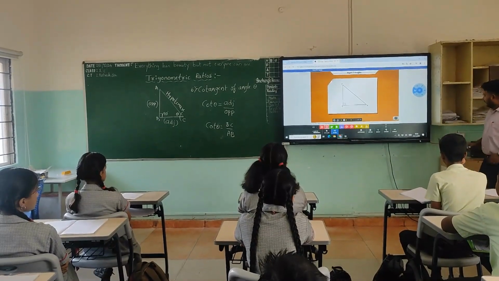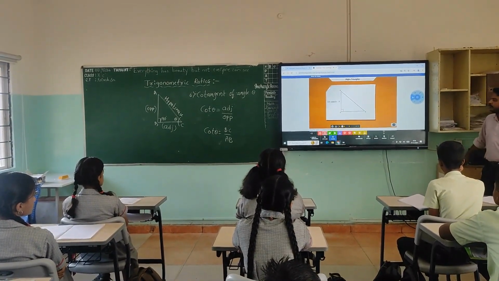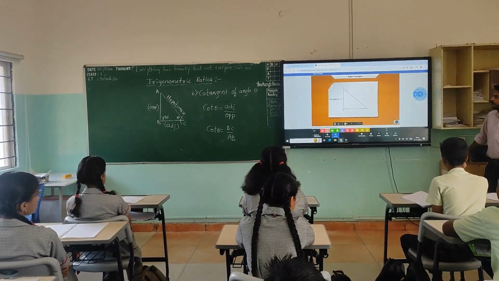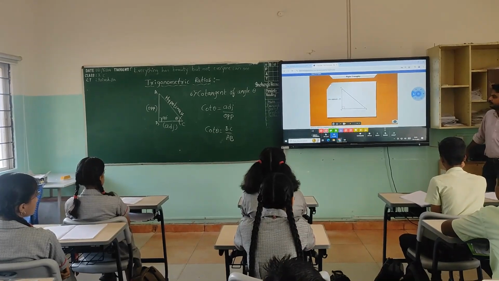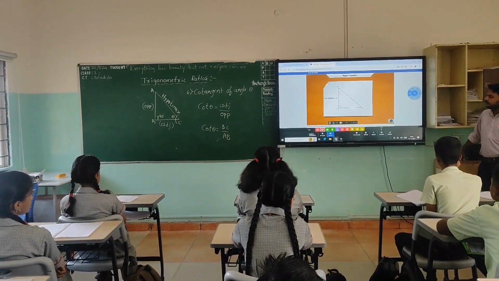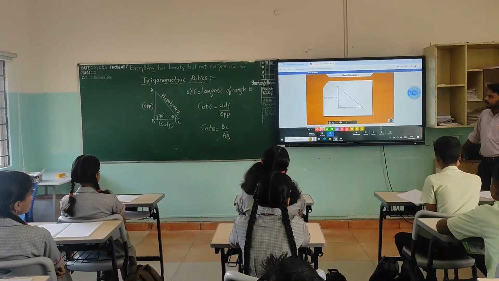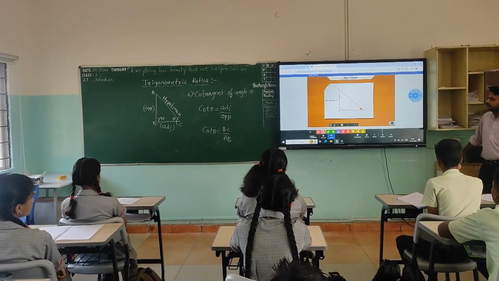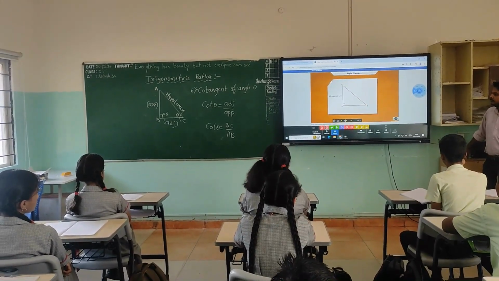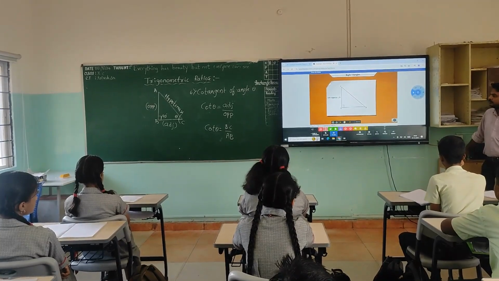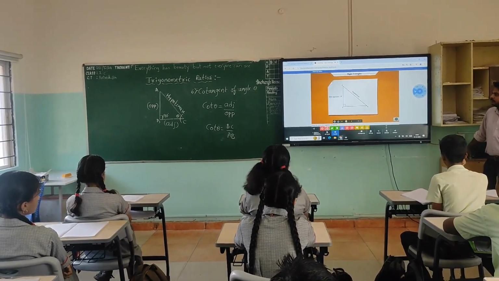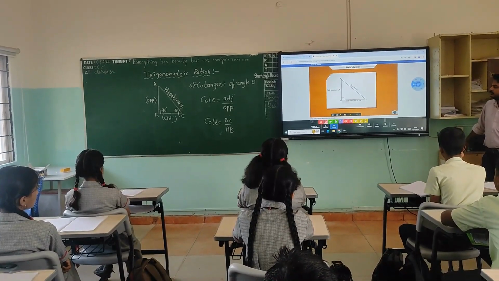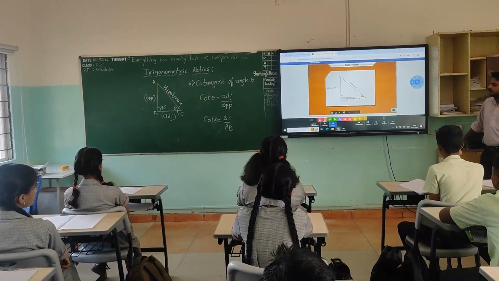In this figure, side PQ is the side opposite angle R. The side adjacent to an angle is called its adjacent side. In this figure, both QR and PR are next to angle R, but PR is the hypotenuse. So side QR is the side adjacent to angle R.